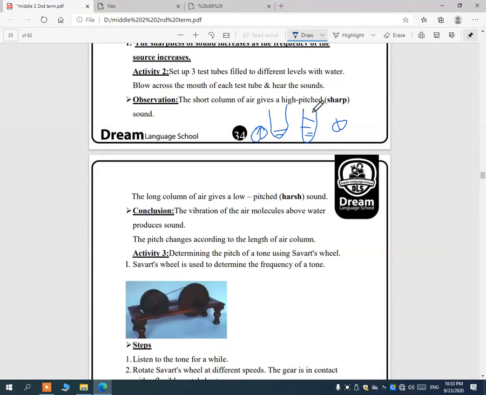Why? Because the sound wave here can't find a space, so it will make more waves, so the frequency is high. But in 2 the wave can find more space, or more air, so the frequency will be lower. High frequency gives a sharp voice, but less frequency gives a rough voice. So by increasing the length of the air column, the sound will be rough because the frequency will be low.